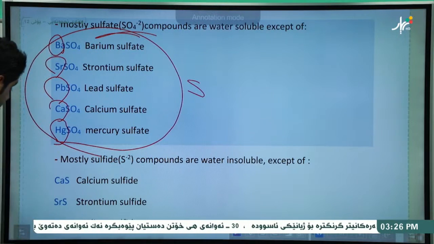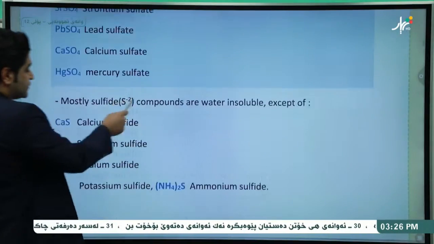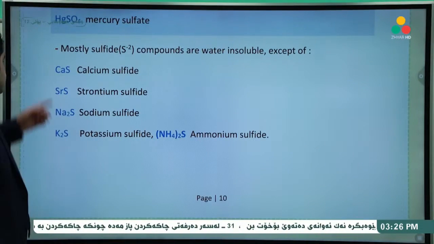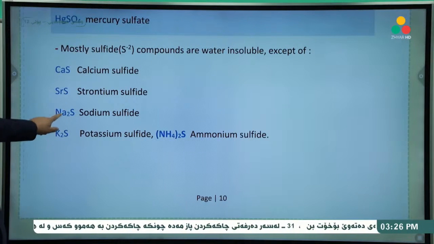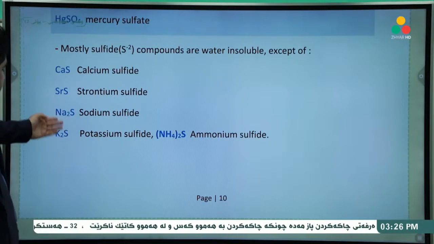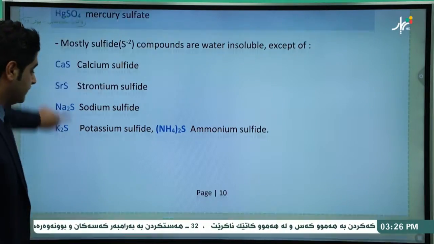They are water insoluble compounds. Okay? About sulfides, sulfides mostly are water insoluble, but except for these compounds, they can dissolve in water: sulfide with calcium, strontium, sodium, potassium, and ammonium. Because any compound that contains potassium, sodium, and ammonium will be water soluble.